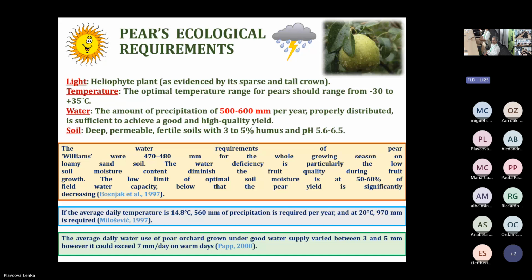Pear has large requirements for water, not as much as apple, but it is still large. An amount of precipitation between 500 and 600 millimeters per year could be enough for pear growth, but in the regions where pear is grown, mostly this precipitation is not properly distributed. So particularly, we can't imagine pear production without irrigation and enough water supply.